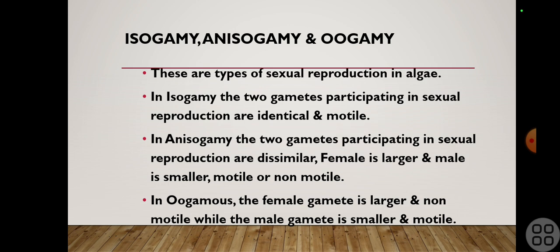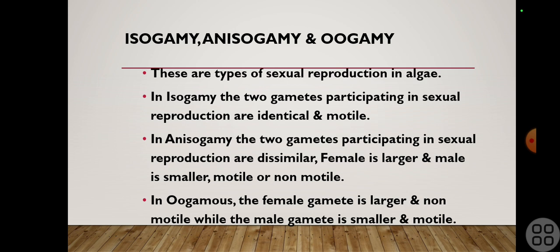Now we will discuss isogamy, anisogamy, and oogamy. These are types of sexual reproduction in algae. In isogamy, the two gametes from the two parents participating in sexual reproduction are identical as well as motile. They have the same size and they are also motile.